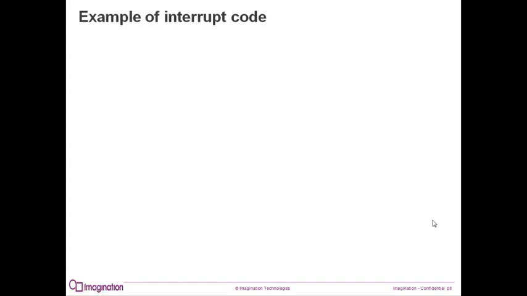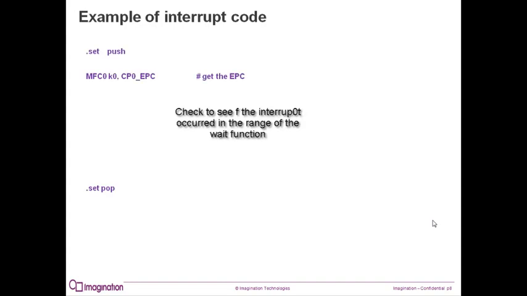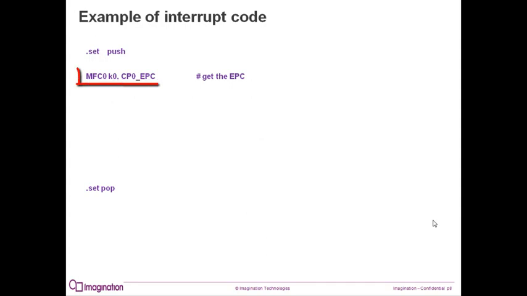In the interrupt routine, the code checks to see if the interrupt occurred within the wait function by checking the EPC value against the range of the wait function. If the interrupt happened while the wait function was being executed, the address in the EPC will be somewhere in the range of the wait function.